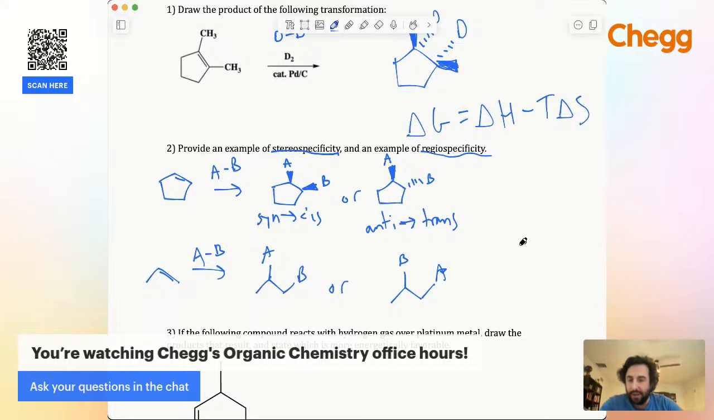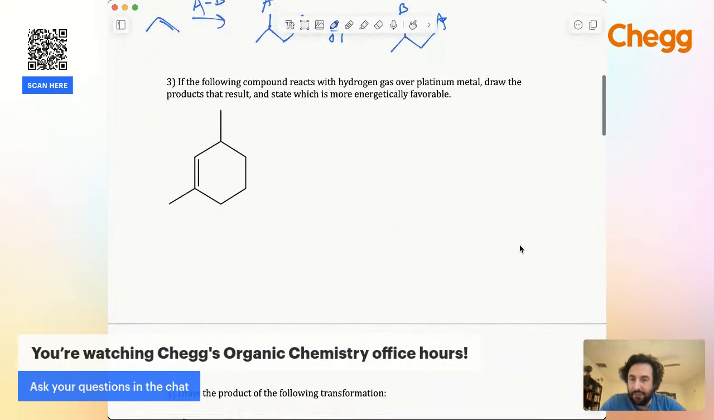Okay. All right, let's go to the next one. Number 3: if the following compound reacts with hydrogen gas over platinum metal, draw the products that result and state which is more energetically favorable. So we're doing H2 over Pt, palladium, platinum.